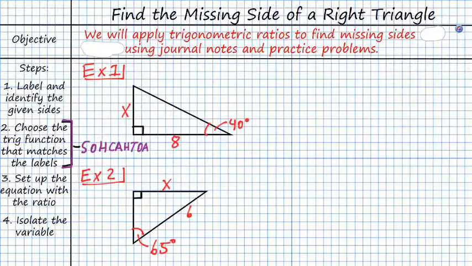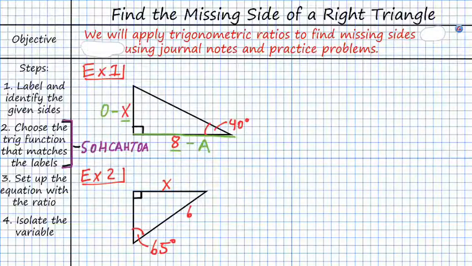So in example 1, we have a right triangle that has a 40-degree angle, and then it has two sides, one of which is 8 and one of which is x. So the side which is going to be touching my 40-degree angle is 8. So I'm going to call that the adjacent side. Then the side which is directly across from my 40-degree angle is my x. So that's going to be my opposite side.